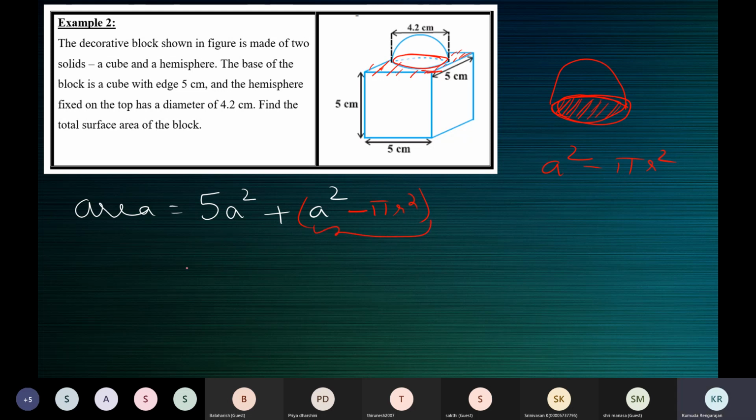Now I would divide this into 3 portions. If you have to paint this block, you will paint the 5 square faces. Then on the sixth face, only this area will be remaining to be painted: a squared minus pi r squared, all around the hemisphere. But supposing you paint the 5 faces, 5a squared, and on the sixth face you paint this area. Do you think the block is entirely painted?